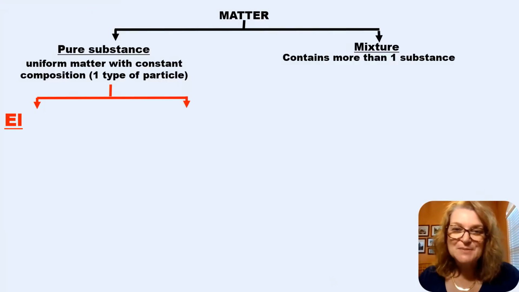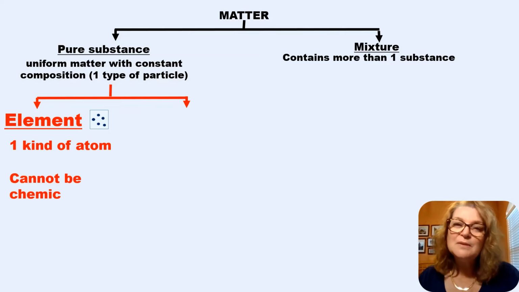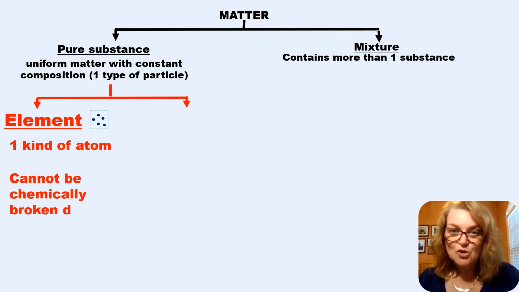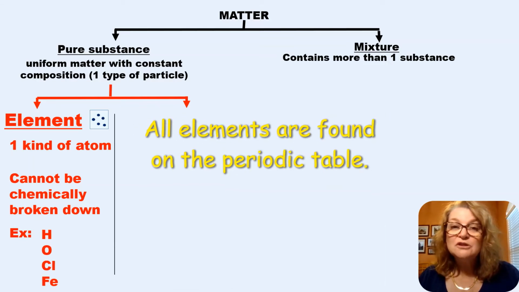We're going to break the pure substances down into two parts, and we're going to start with elements. Now, the elements we can find on the periodic table, and elements are going to consist of just one kind of atom. So we know it has to be pure or the same all the way through, or has a uniform composition because there's only one type of atom there. We're not going to be able to chemically break these atoms down into smaller pieces because they're already down at the atomic level. Some examples, you might have hydrogen, oxygen, chlorine, iron.